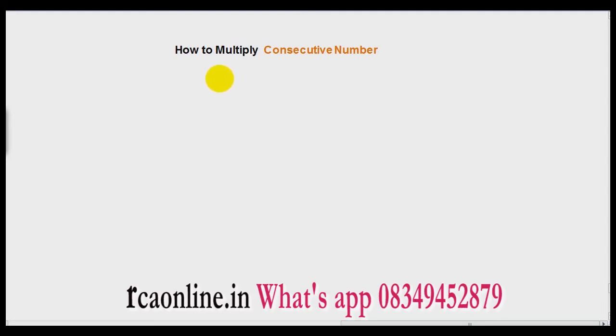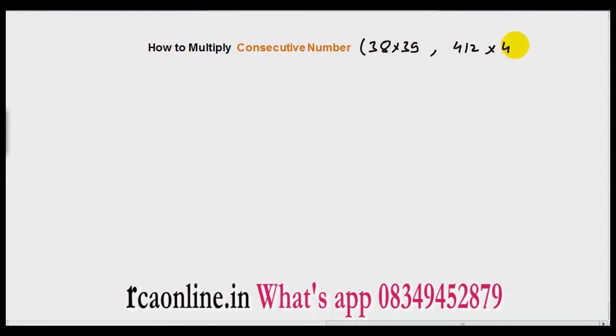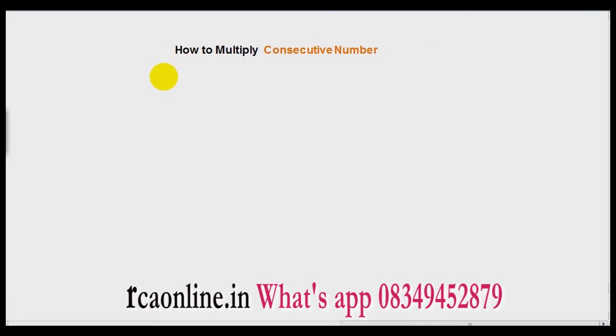Hello friends and welcome to the new video: how to multiply consecutive numbers. Examples are 38 into 39 or 412 multiplied by 430. For this, as I told you in the previous video also, you have to program your brain in the same way as we program the computer.